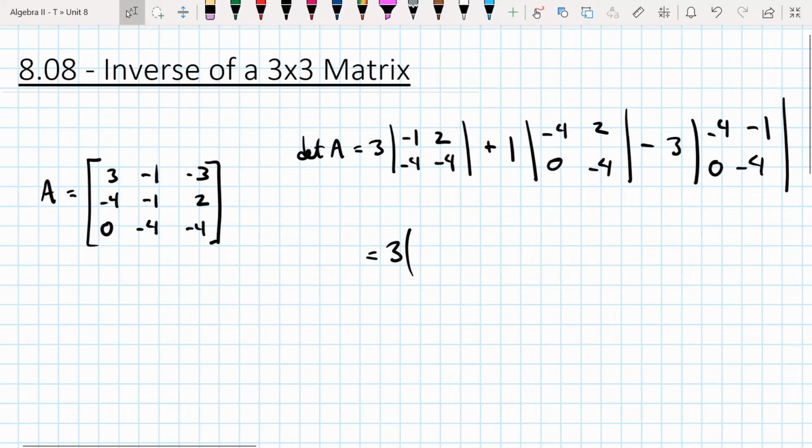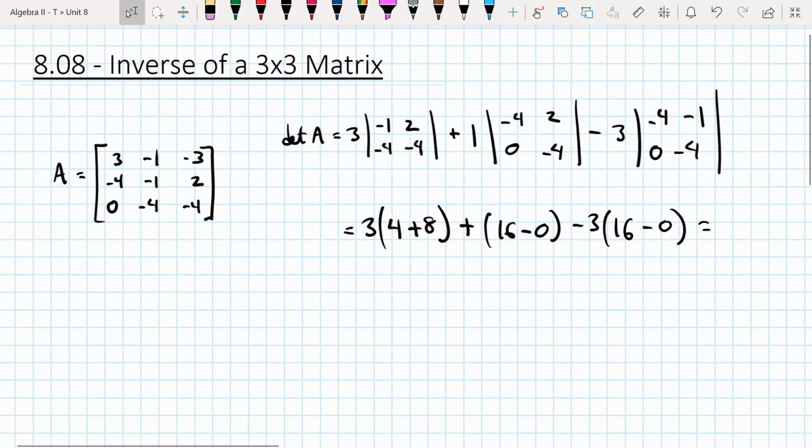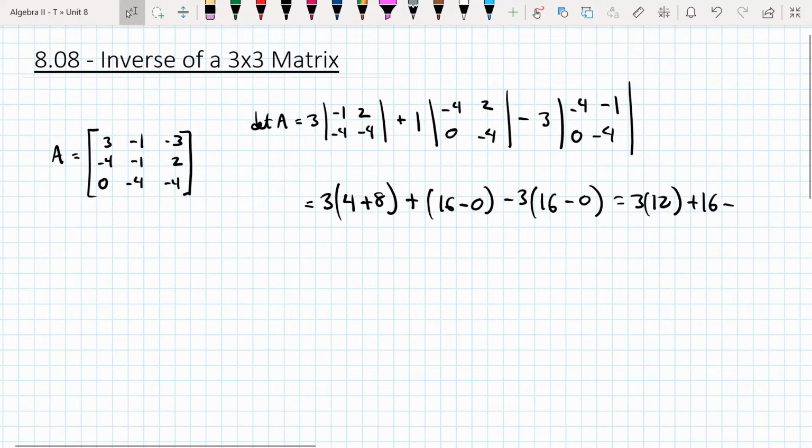Okay, so let's evaluate the determinant. So 3 times, well, this is going to be +4 minus -8, so +8, plus 1 times 16 minus 0, minus 3 times 16 minus 0. And so what we'll get here is 3 times 12 plus 16 minus 3 times 16. Well, 3 times 12 is 36. 16 minus 3 times 16 is minus 2 times 16, which is -32. And so the determinant of the 3 by 3 matrix is 4. That's going to come into play later.